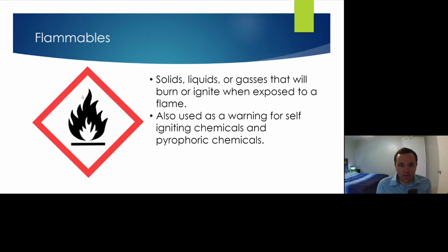This can also be put as a warning on self-igniting chemicals, which are ones that can just ignite spontaneously or when exposed to light or a heat source or anything like that, even if there's not an actual ignition source like a spark or a flame. All right, and this applies to not only liquids, but it can be solids, powders, gases, even some metals are considered flammable. So pay attention if you see this one, you know what to avoid.